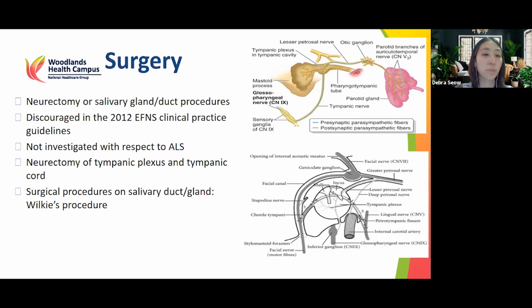So there are a few methods. So one would be a neurectomy of the tympanic plexus as well as the tympanic cord. Okay, and the other one is called Wilkie's procedure. It's actually a surgical procedure whereby they actually reposition the parotid ducts. Okay, the normal opening of the parotid ducts are actually near the second upper molar of your oral cavity. So if you reposition it into the tonsillar fossa, along with bilateral submandibular gland resection, that's actually the Wilkie's procedure. Again, we haven't really tested it in ALS.